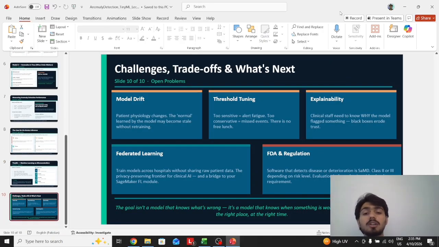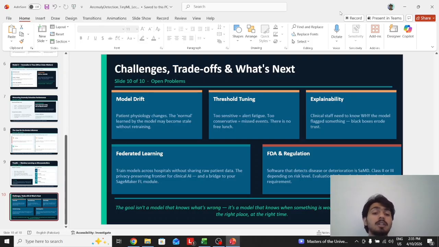So the challenges: model drift, threshold tuning, explainability, federated learning, FDA, and regulation. Patient physiology changes. The normal learned by the model may go stale without retraining. Threshold tuning: too sensitive means alert fatigue, too conservative means missed events. There is no free lunch. Explainability: clinical staff need to know why the model flagged something, so black boxes are not acceptable here. Federated learning: train models across hospitals without sharing raw patient data. It is the privacy-preserving frontier for clinical AI and the bridge to your SageMaker FL module.